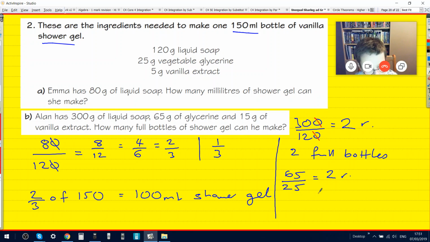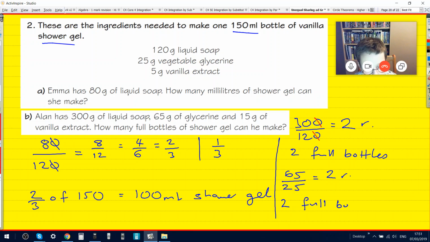Yes. So, okay, go on. So you can make 2 bottles with 65 grams of glycerine. So that's 2 full bottles. And then the last one?